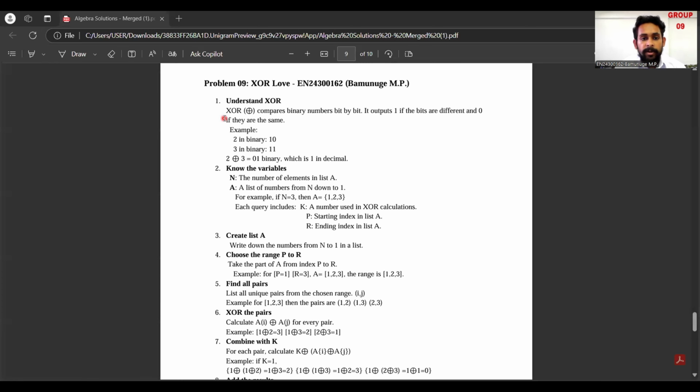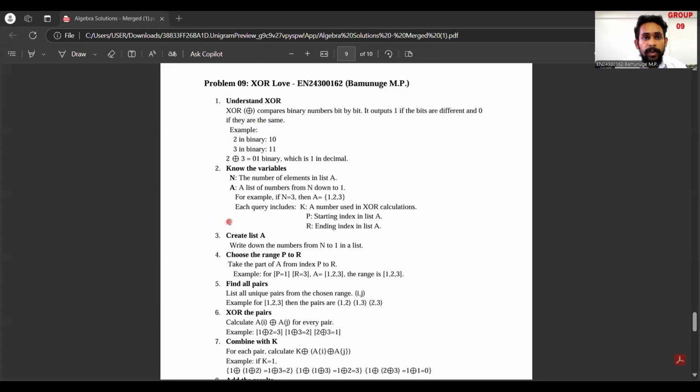So I'm going to explain XOR. XOR compares two binary numbers bit by bit. It outputs 1 if the bits are different and 0 if they are the same. For example, 2 XOR 3 in binary is 10 XOR 11 equals 01, which equals 1.